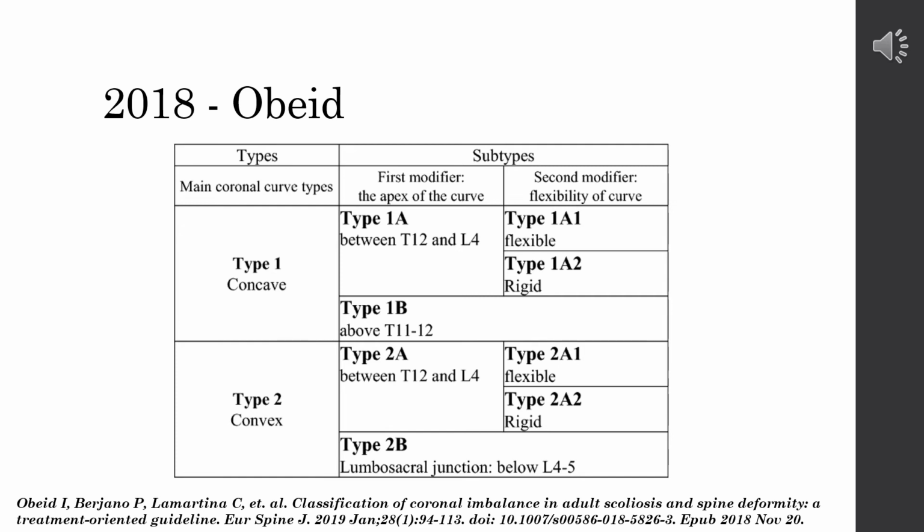Now, Type 2 is a convex coronal curve. Type 2A1 is a convex coronal curve with a flexible non-degenerated lumbosacral junction. Type 2A2 is a convex curve with a rigid degenerated lumbosacral junction. Type 2B is a convex lumbosacral main curve. Based on these different coronal deformity patterns and modifiers, he proposed a novel surgical algorithm to guide in operating these patients.